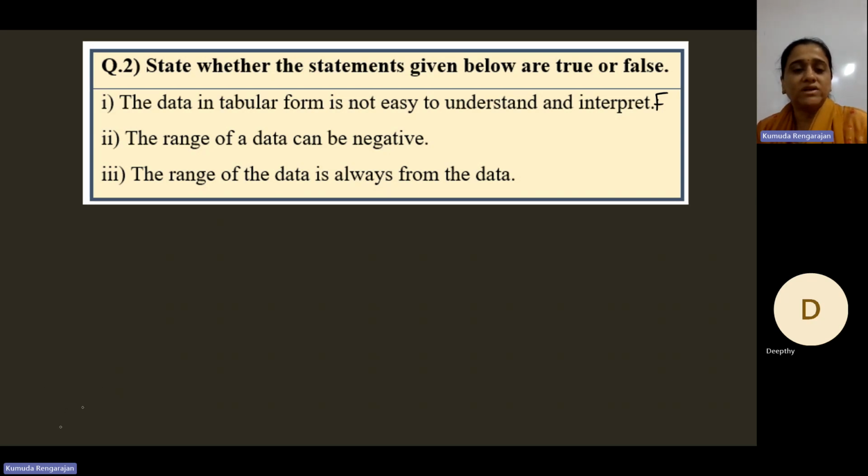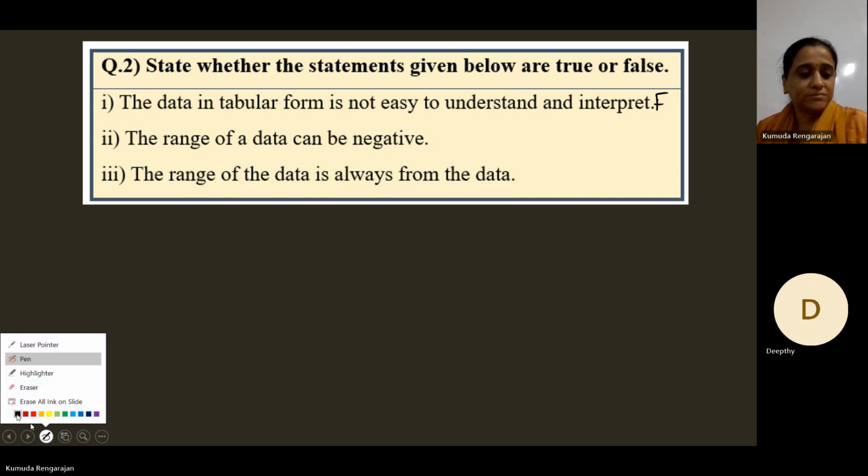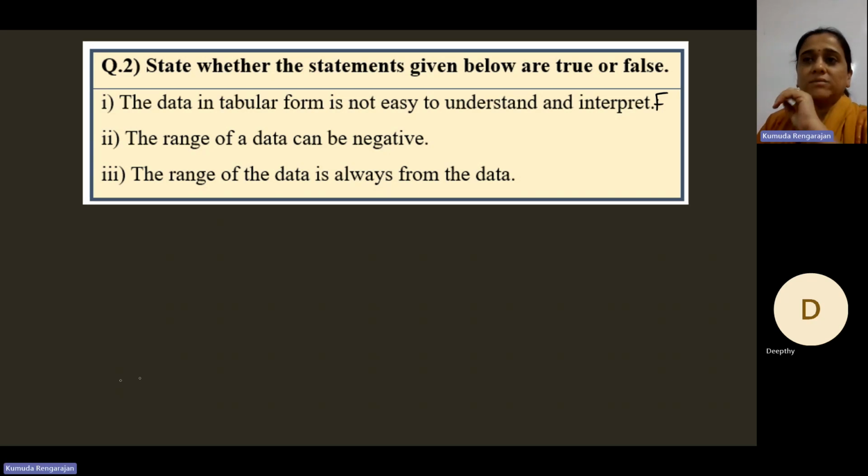The range of a data can be negative. Yeah, because it depends on the values you have. The range is what? The highest value minus the lowest value. Highest value minus the lowest value. So can it be negative?